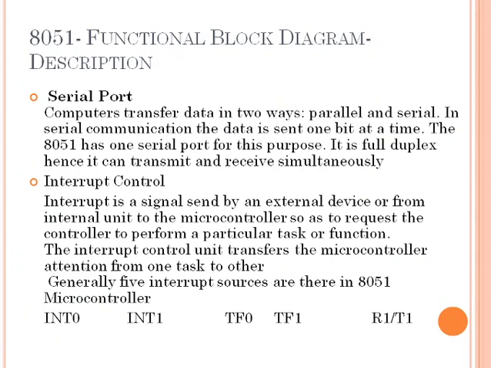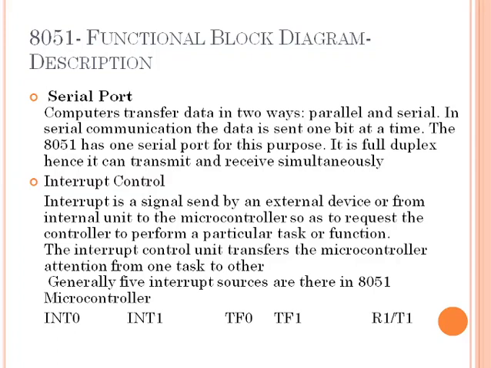The interrupt signal is actually sent by the external device to the microcontroller so as to request the controller to perform a particular task for it. For example, a printer is there. When it is connected to the controller and wants to print, it requests the controller for its services by sending a signal, and that signal we call an interrupt, in order to perform its task of printing.